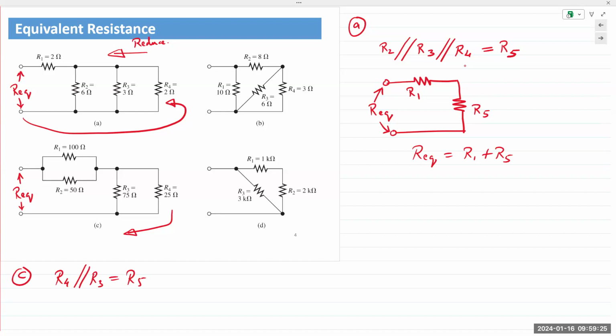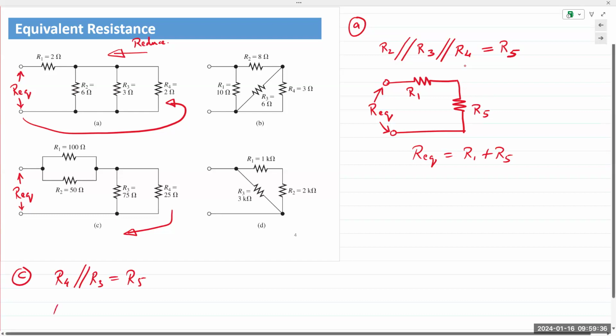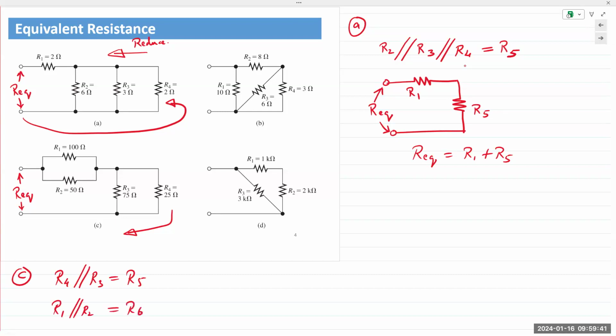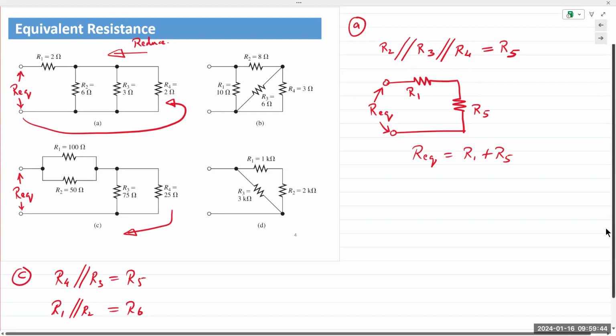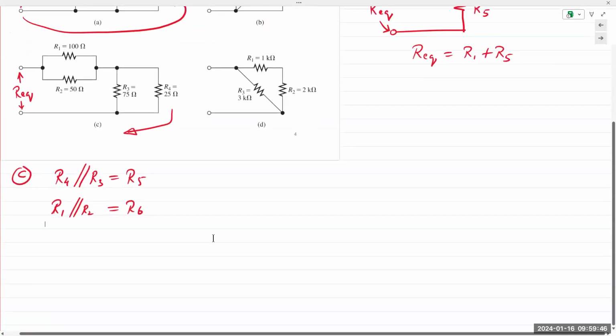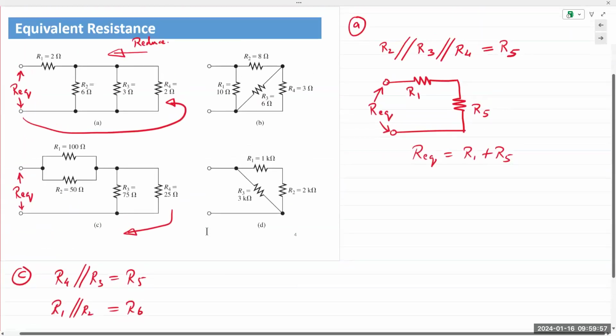And then we cannot reduce it further until we reduce R1 and R2, right? So R1 and R2 we can see are in parallel because their terminals are connected to each other. And so I can say R1 is in parallel to R2. I'll call it R6. And then finally, R5 and R6 are in series. Make sense? We are at the end.